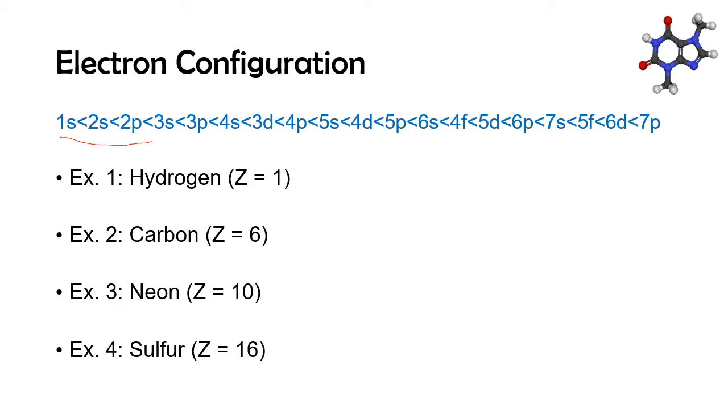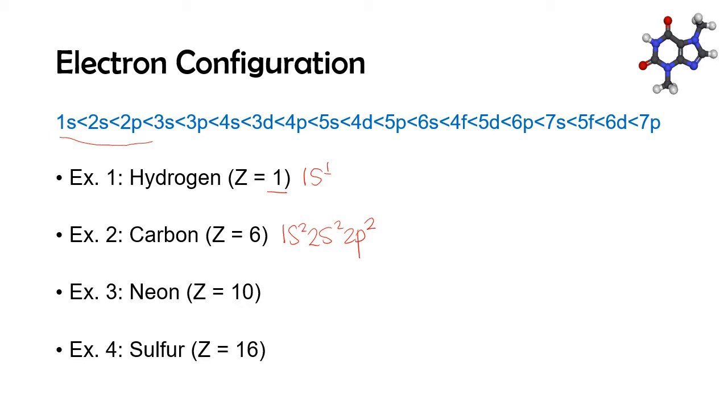So hydrogen has an atomic number of 1. Its electron configuration is 1s1. The 1 here represents the atomic number or number of electrons. Carbon has an atomic number of 6, so its electron configuration is written as 1s2, 2s2, 2p2.